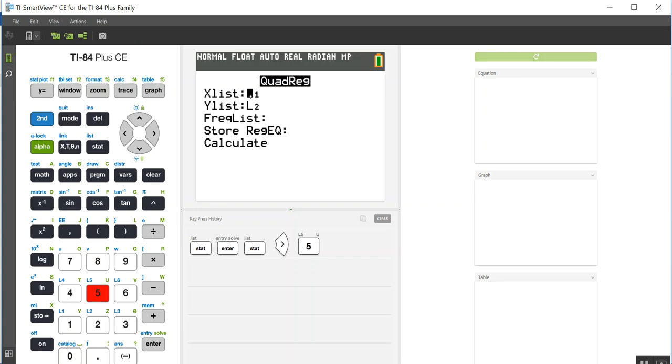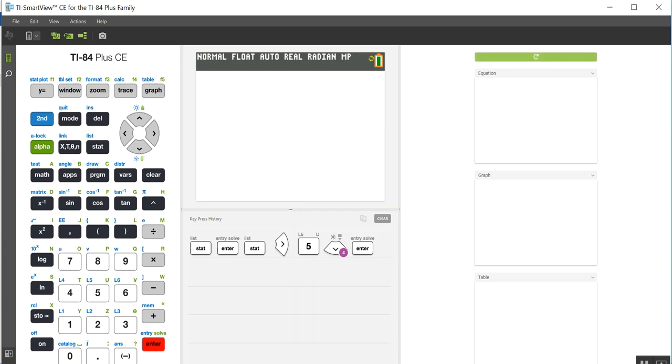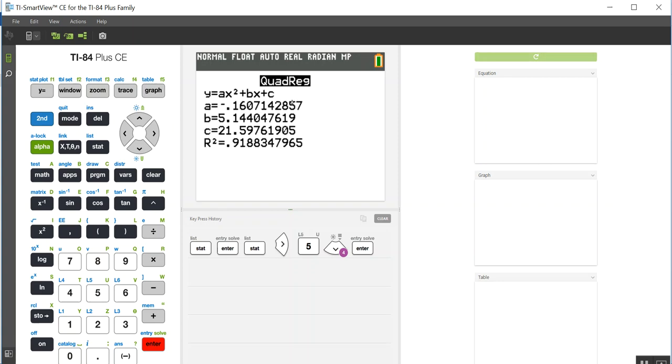So I'm going to go down to 5, and it defaults to my lists. My X list is going to be list 1, my Y list is going to be list 2. Make sure you don't have anything in the frequency list or the store reg equation. Let's arrow down to calculate and hit enter. It's taking a little bit of time, and it gives me my equation in the form y equals ax squared plus bx plus c, with values for a, b, and c, and an R value that tells me how close it is, which is actually pretty good at 0.9.